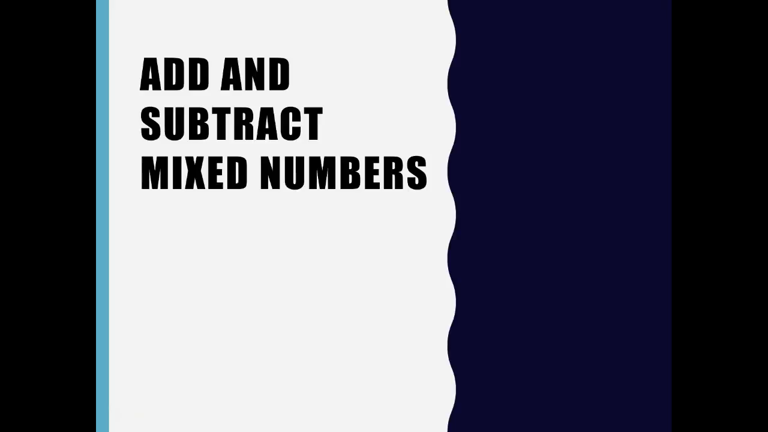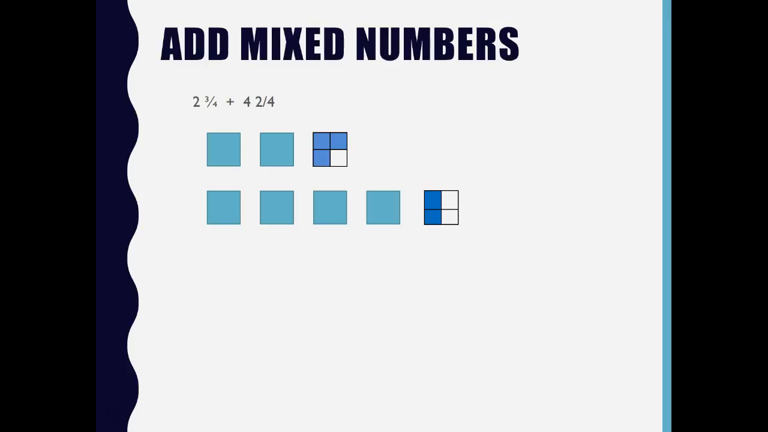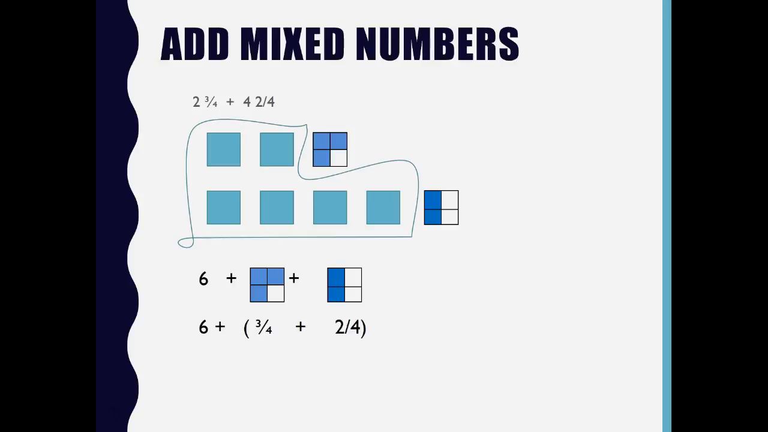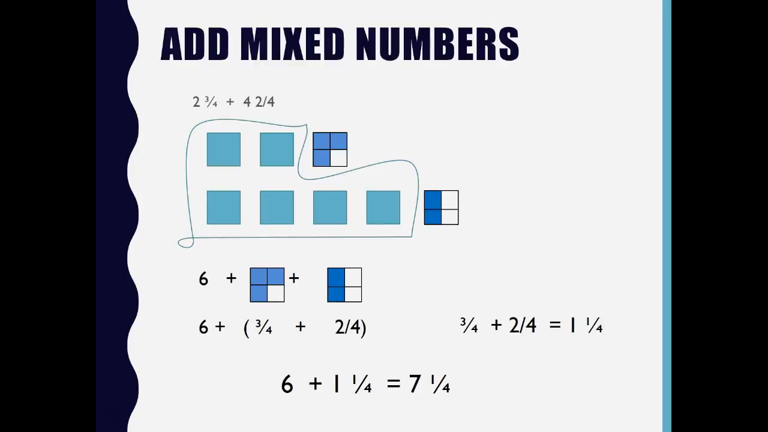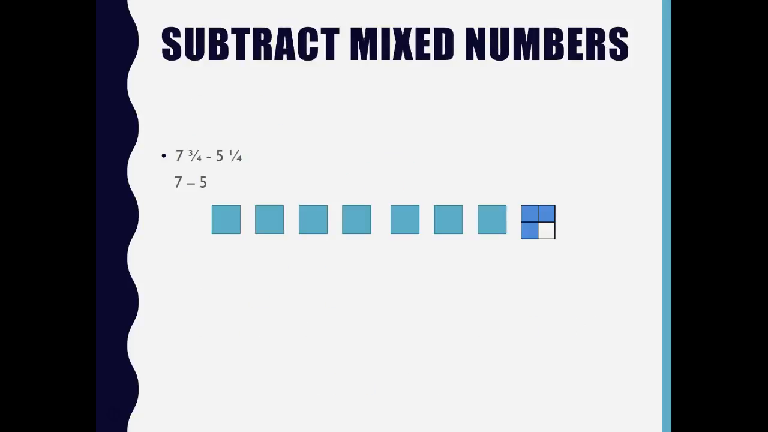And adding and subtracting mixed numbers is the next concept. So here we can see models again, adding 2 3/4 plus 4 2/4. And we can take our whole numbers and add them together to 6, and that way we only have our remaining pieces left. So 3/4 plus 2/4 would be another 1 1/4. So therefore 6 plus 1 1/4 equals 7 1/4.